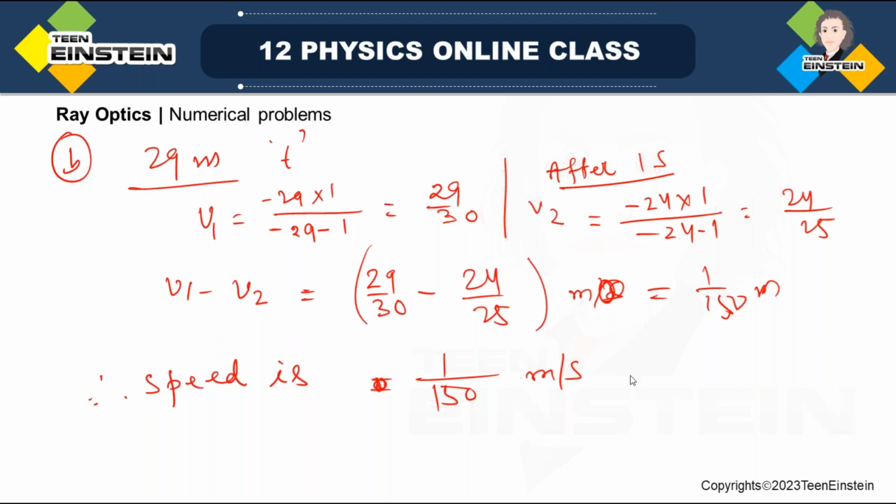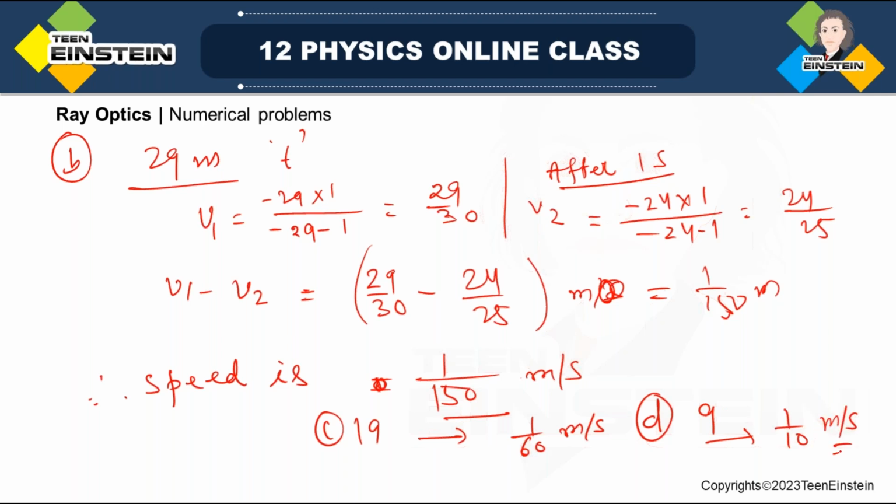So the second part, see, if we take that, we have done with 39. So if we just take this 19 alone, this will give you speed 1 over 60 meter per second. And then if we just take 9 meter away, then the speed will be 1 over 10 meter per second. Okay, so this is actually a nice numerical problem.